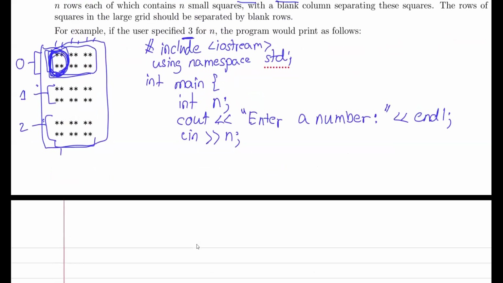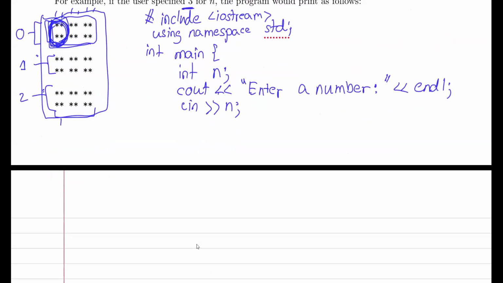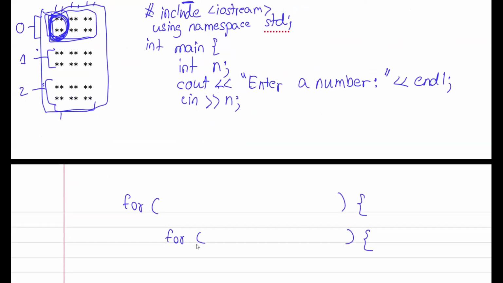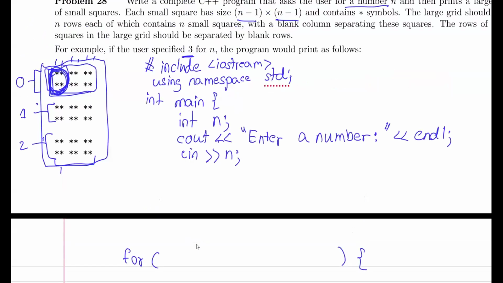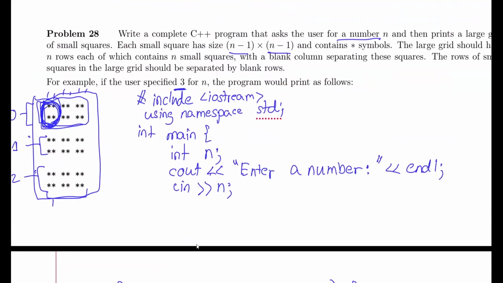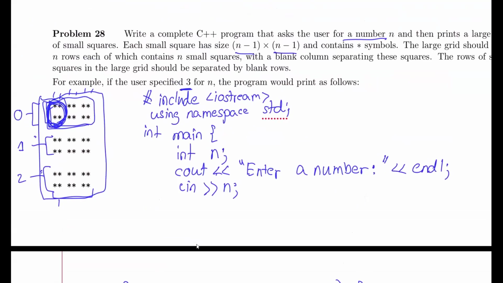Okay, and then let's think about the grid size. First, we need to do a nested loop. So let's write the two nested loops, and we need to think about the size of it. Let's find the pattern to do it. 1, 2, 3, 4, 5, 6.